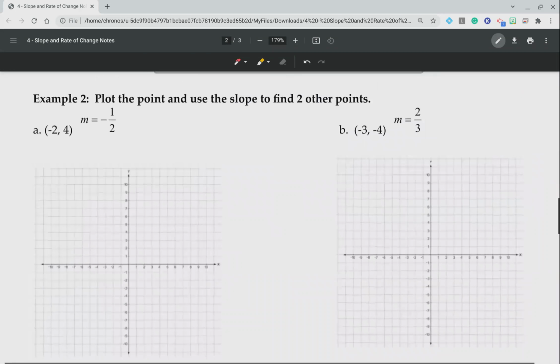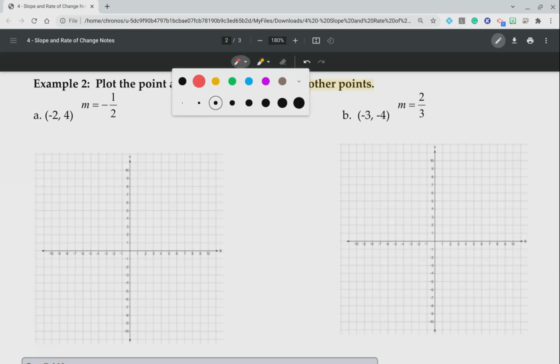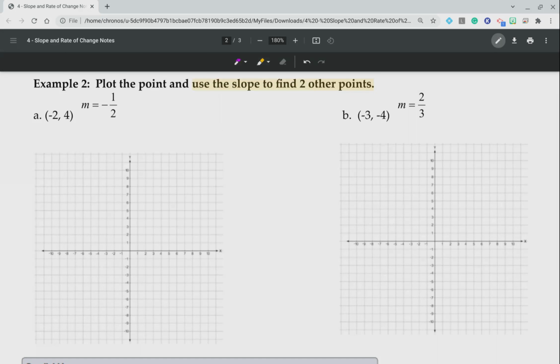Okay, so now what we're going to do is graph a line when we are given a point and the slope. And when we do this, I want you to use the slope to find 2 other points. Okay, so this is how this works. The point they give me is -2, 4. So I'm going to plot that point first. -2, up 4. There's my slope.